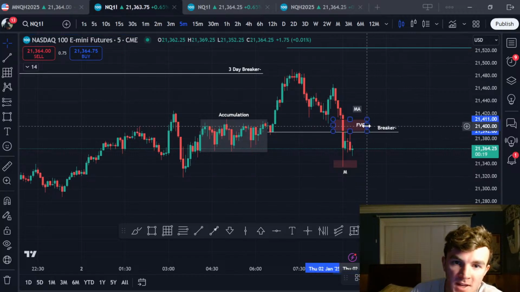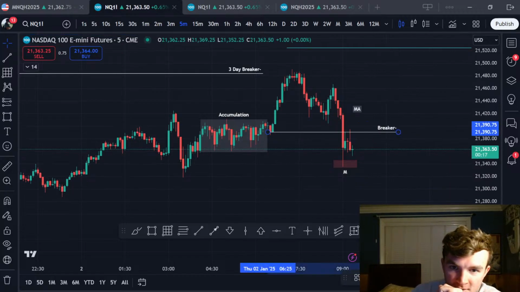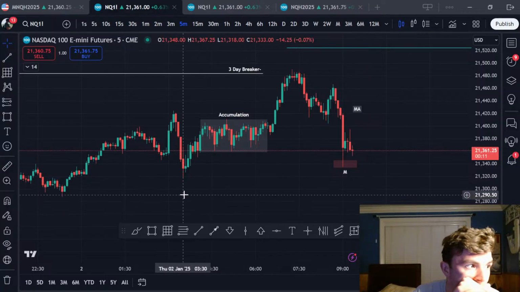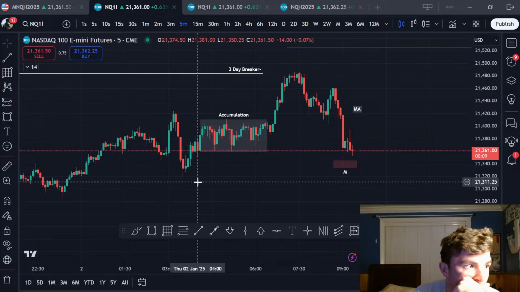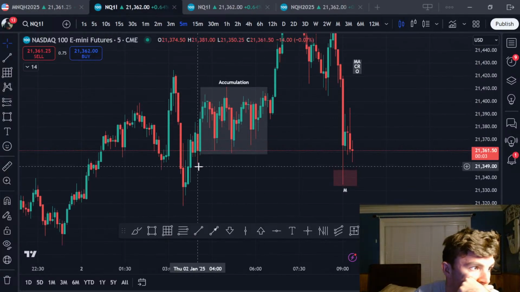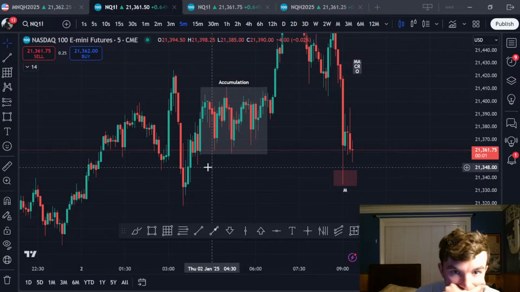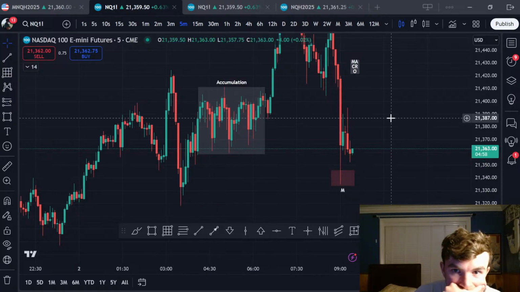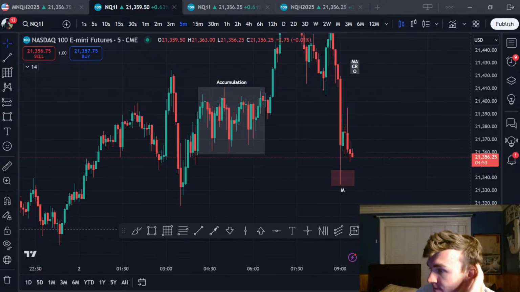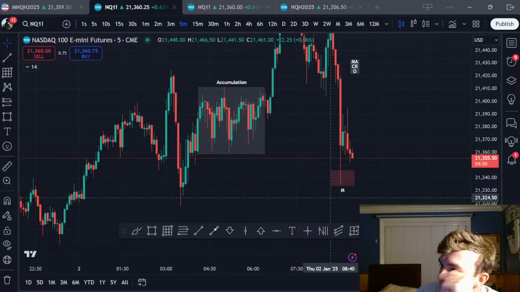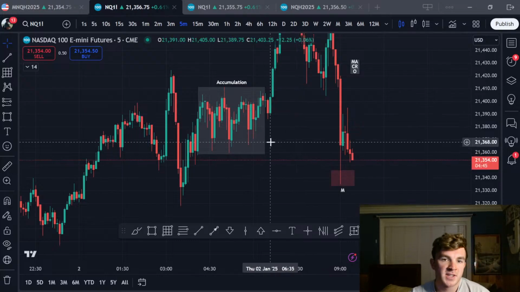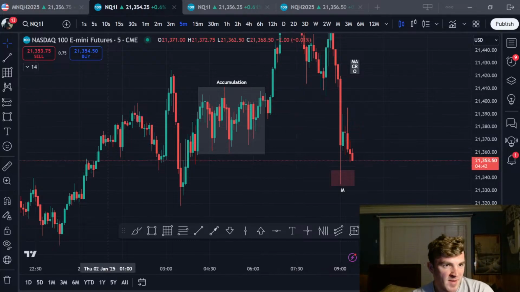But once again, I still possibly see this as AMD. And we still have SMT with this low. I'm just not super convinced on either situation. So we're just going to be patient. I genuinely don't have anything framed out right now. I'm just going to be patient.